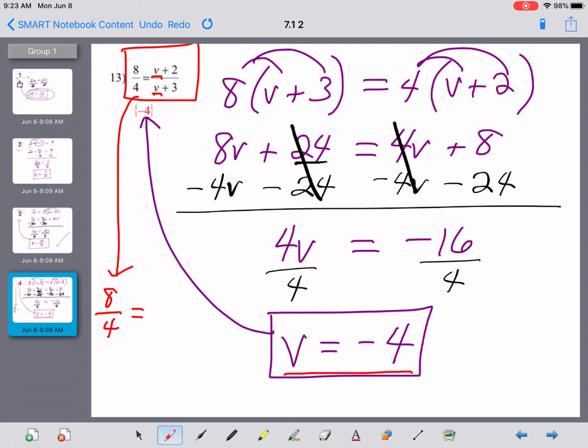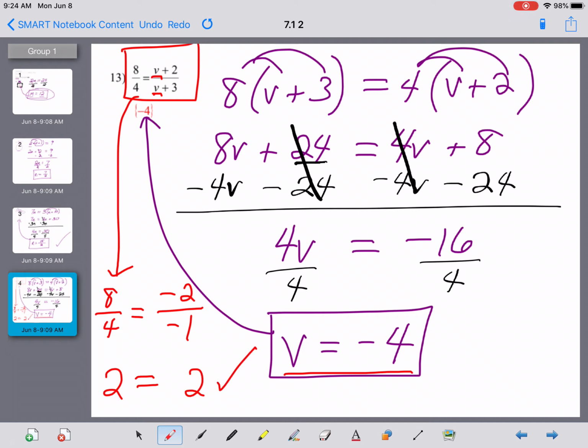Negative 4 plus 2 in the numerator is going to get us negative 2 up on top. And in the denominator, negative 4 plus 3 is going to be negative 1. All right, so the question here is, does 8 over 4 equal negative 2 over negative 1? Well, in this case, it's not that hard to actually simplify each side. Remember that a fraction is just another way of expressing division. So this left side really could be read as 8 divided by 4, which is 2. And on the right side, negative 2 divided by negative 1. Well, 2 divided by 1 is 2, and a negative divided by a negative is positive. So 2 does equal 2.